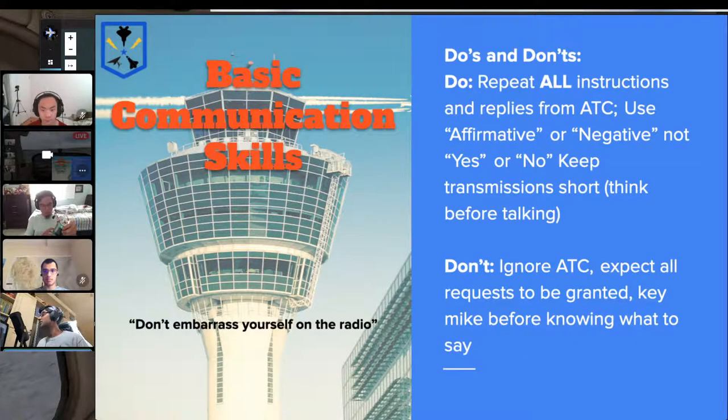All right, so there's obviously things you want to take care of while you're talking, and things you want to do and not do. Roger, runway 28 left, taxi via Sierra, this is the basic communication skills that you need to have when talking to ATC. And then there's a few things that you want to keep in mind. So pretty much, say, for example, the ATC, air traffic control, gives you instructions. Always repeat them back. So repeat all instructions.